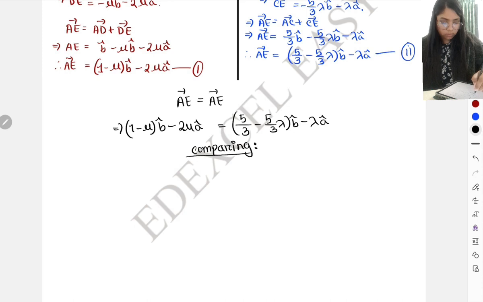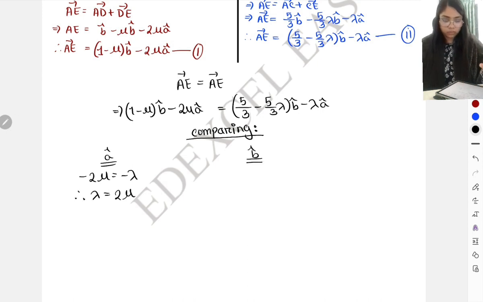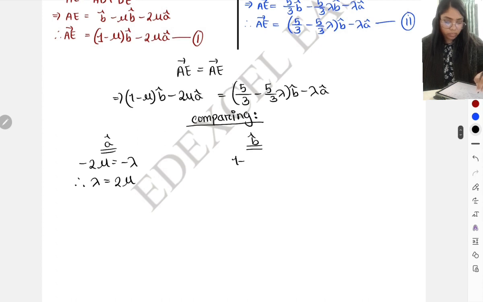And by comparing the A coefficients, we have minus 2 mu is equal to minus lambda, which basically gives you an expression for lambda, that is 2 mu, right? Because a minus gets cancelled out. And again, if we move on to part B, we have 1 minus mu is equal to 5 over 3 minus 5 over 3 lambda, right?